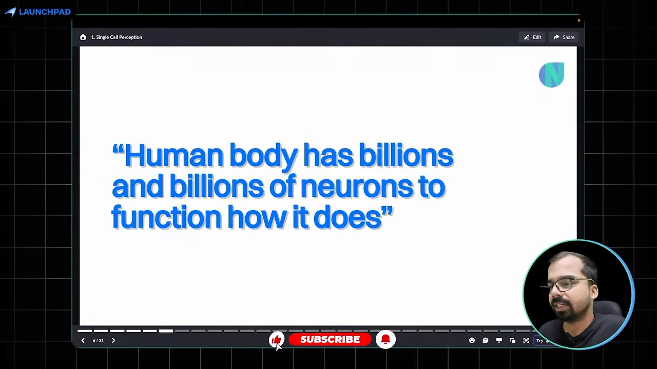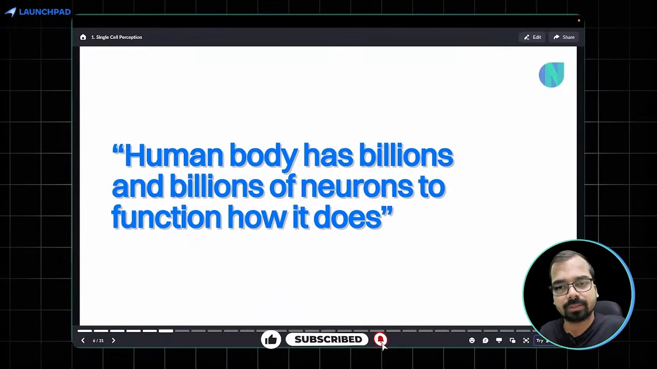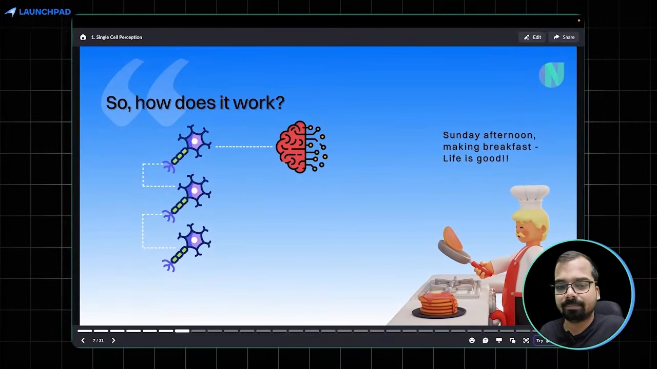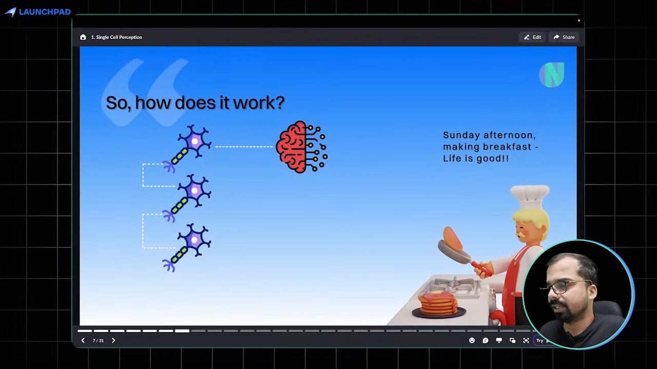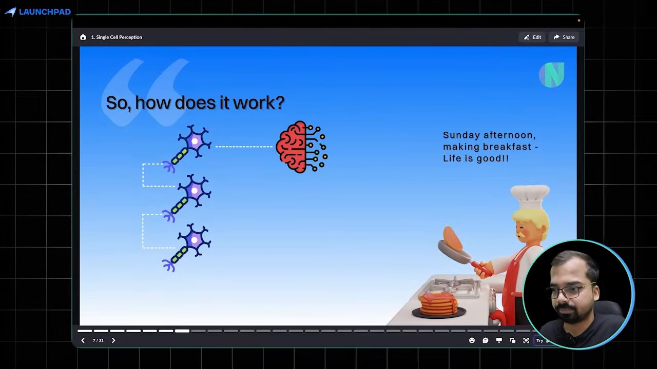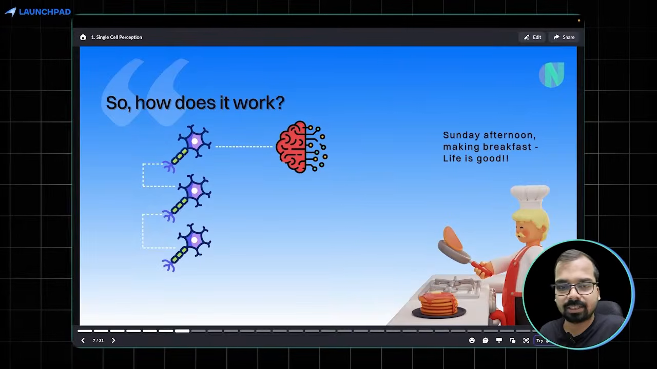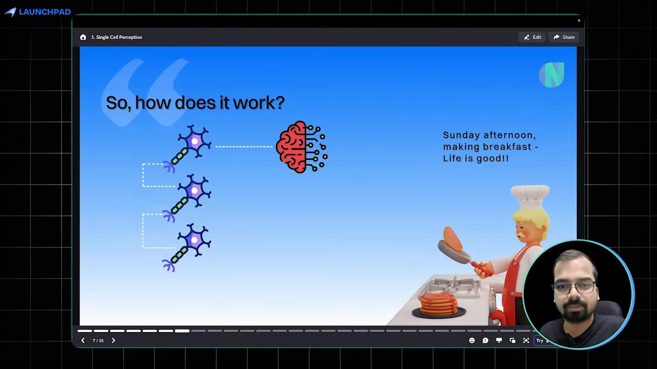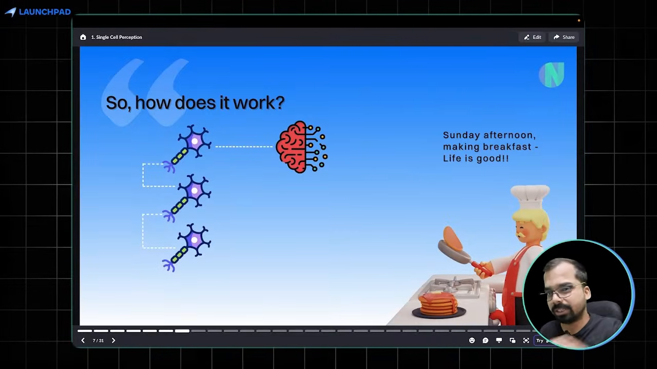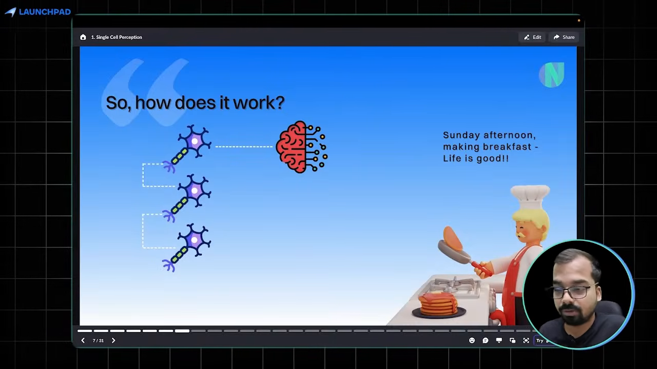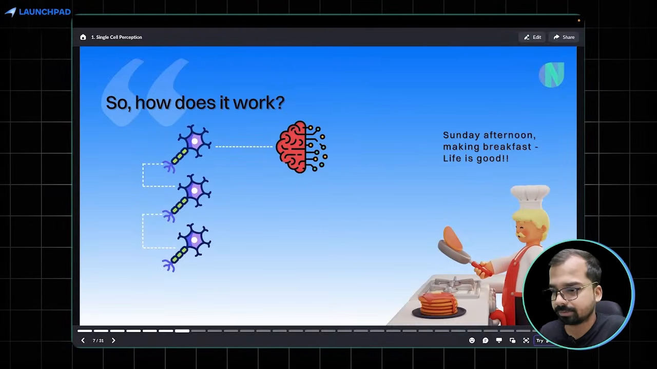Now, our human body has billions and billions of neurons to help us function. So, let's take an example: on a Sunday afternoon, we are trying to make breakfast, and by mistake, we touch the pan. If the pan is not hot, does it bother us? No. We don't suddenly remove the hand. But if the pan is very hot, we will suddenly remove the hand. So, what is actually happening behind the scenes?